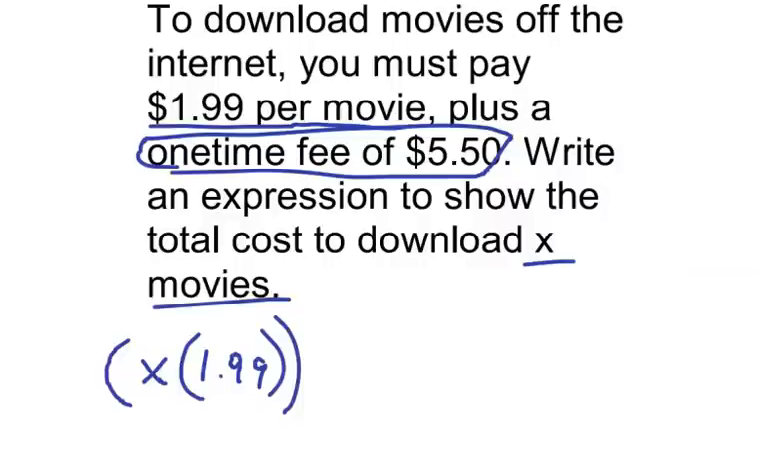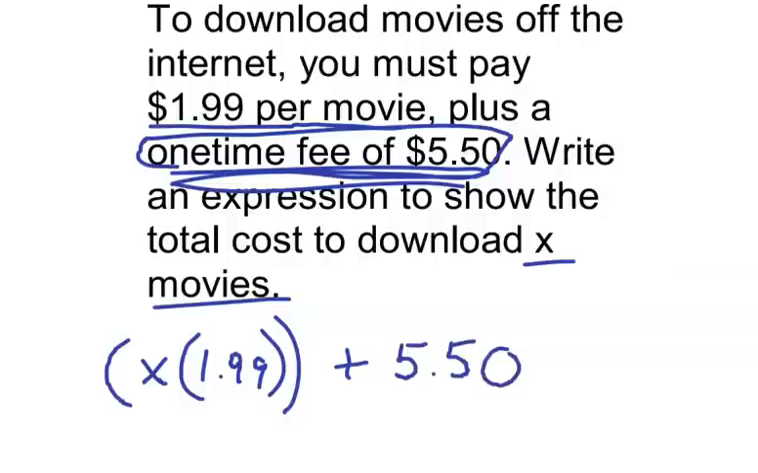Okay, so X times $1.99, and that's in the parentheses first. And then we do have a one-time fee of $5.50. Okay, so if we were trying to write an expression, I think we just did it. We have X times $1.99. So if there's one movie, 1 times $1.99. If you buy 10 movies, 10 times $1.99, and then your one-time fee of $5.50. So that's definitely the expression that would show exactly how much you would have to pay if you were to download a movie. There it is.